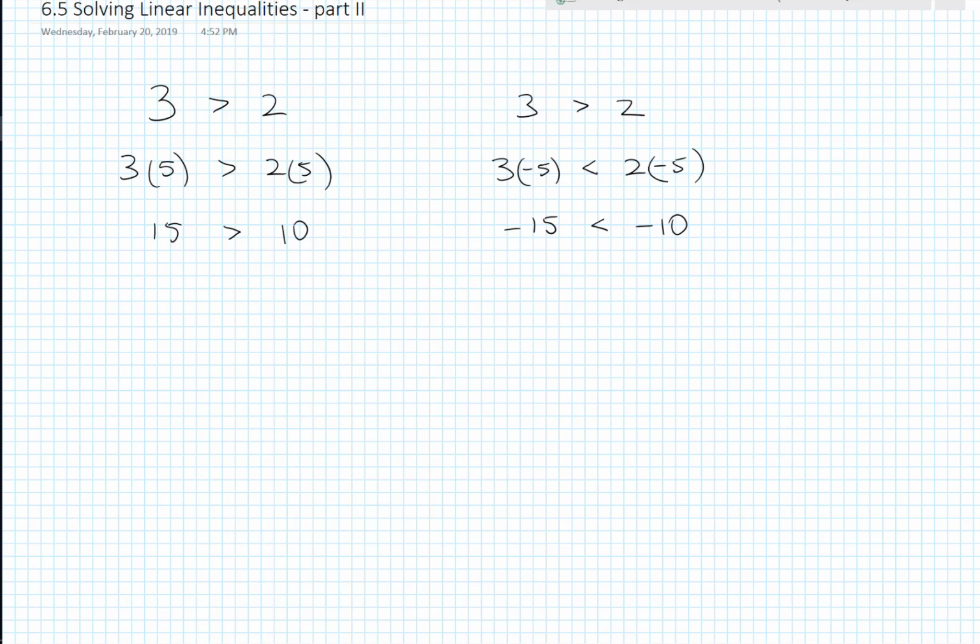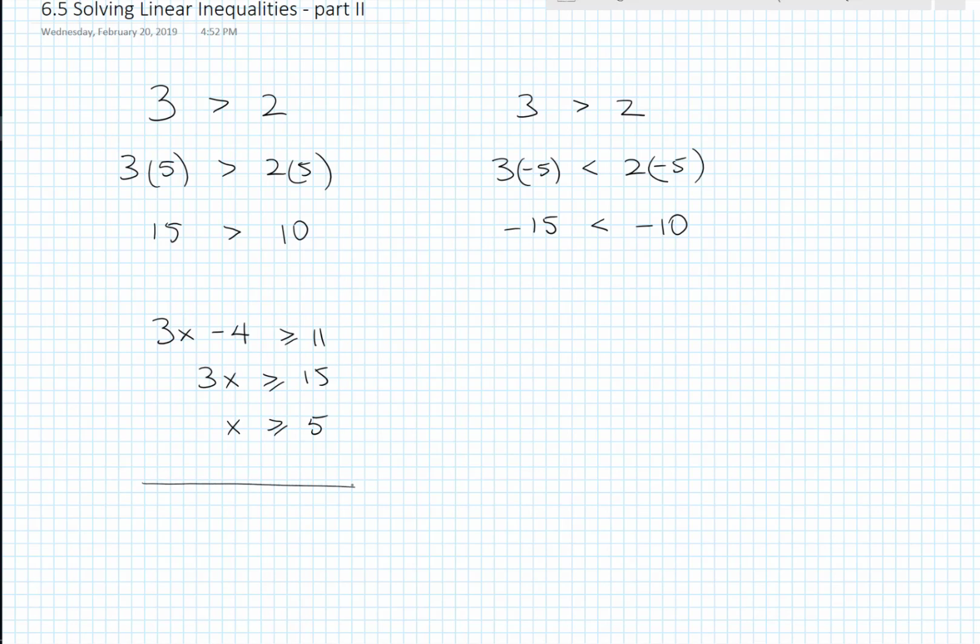So let's take a look at some actual linear inequalities. What if we have something like 3x minus 4 greater than or equal to 11? I can add 4 to both sides of this inequality. Remember, adding and subtracting, I don't have to worry about changing the direction. So I get 3x greater than or equal to 15. I can divide both sides by 3, and because it's a positive number, I keep the direction of the inequality the same, and I end up with x greater than or equal to 5.